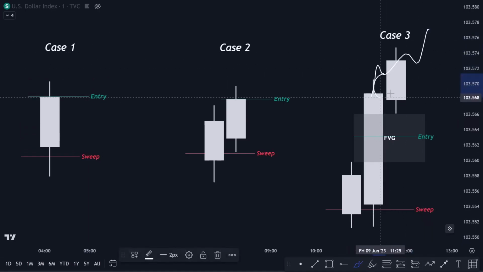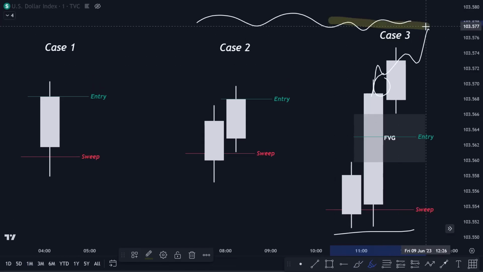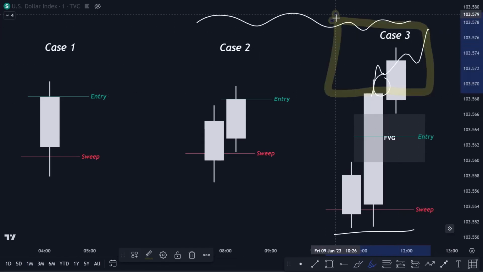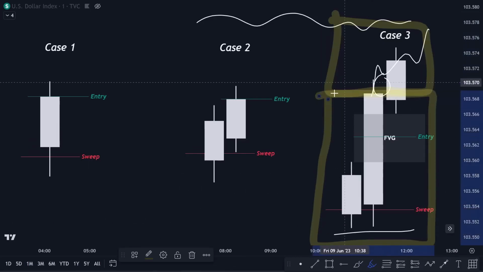So if you're entering from here and your level of liquidity is only here and your stop loss is here, you see the difference? This is your take profit from here to here, but this is all your stop loss. See the difference, that the stop loss is bigger than the take profit?